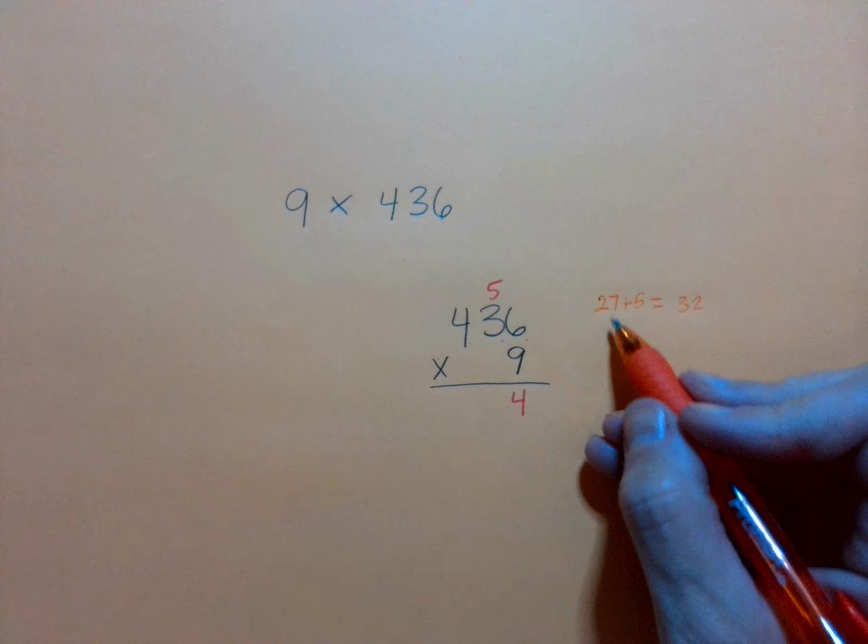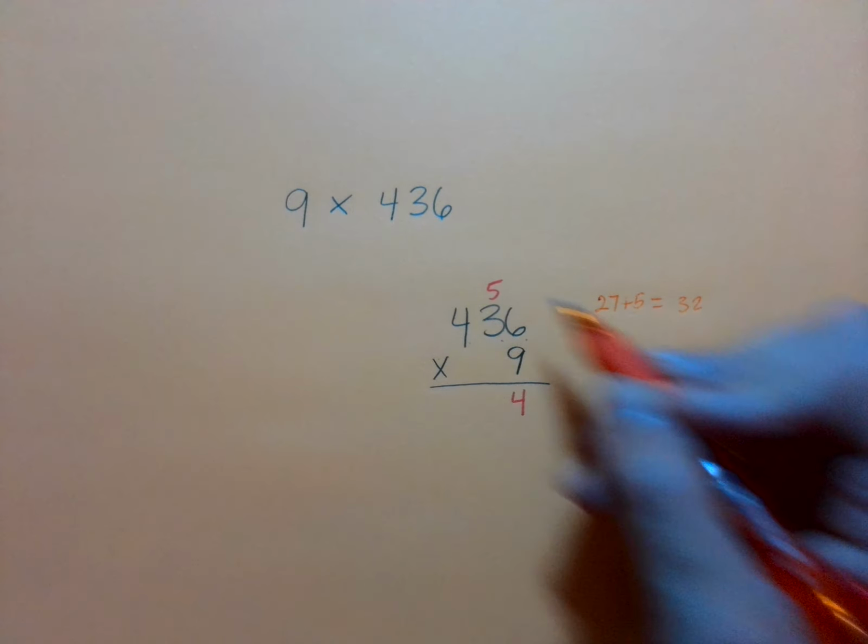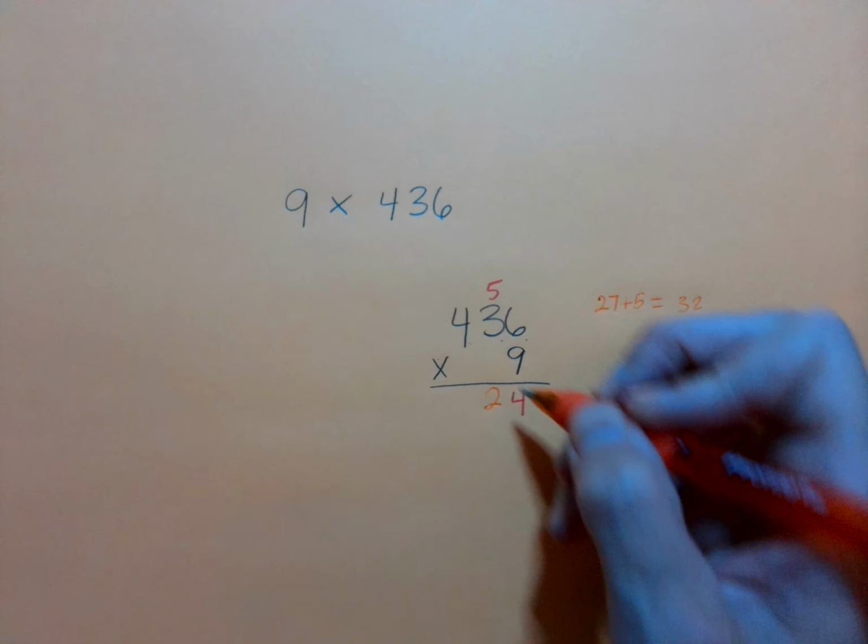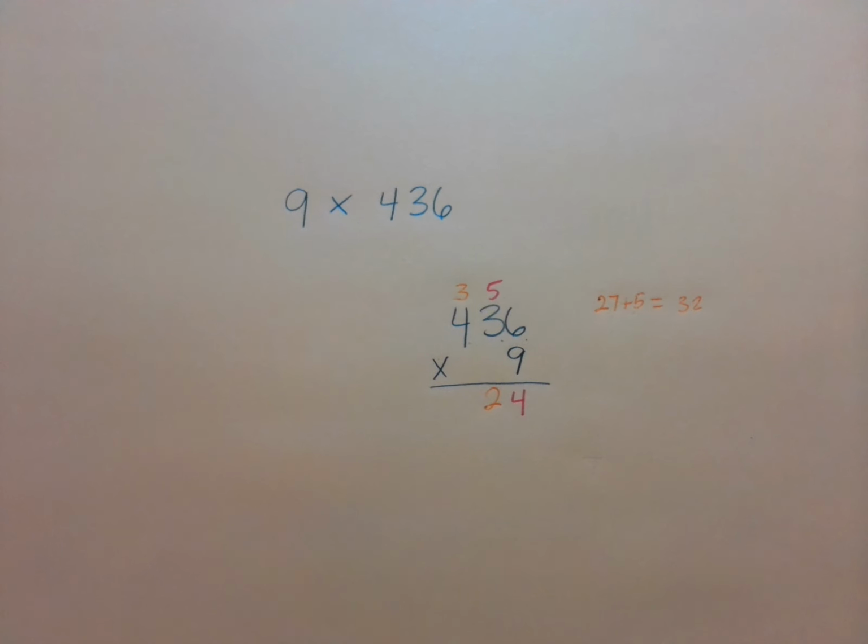So my 27 plus the 5 from here gave me a 2, carry the 3. Okay, see the 32? And then we are going to have 9 times 4.